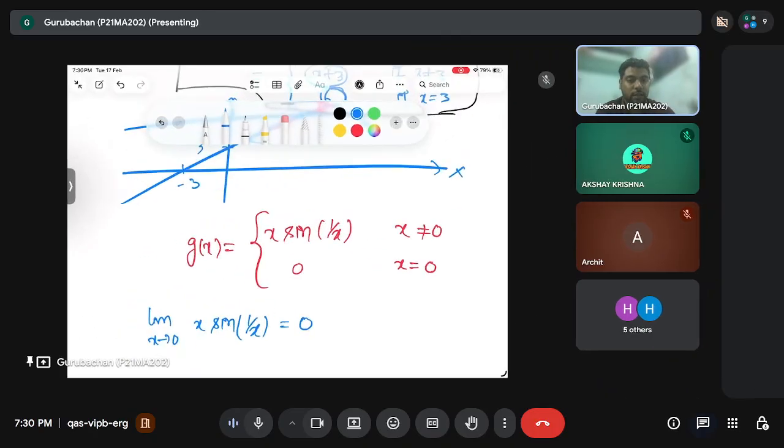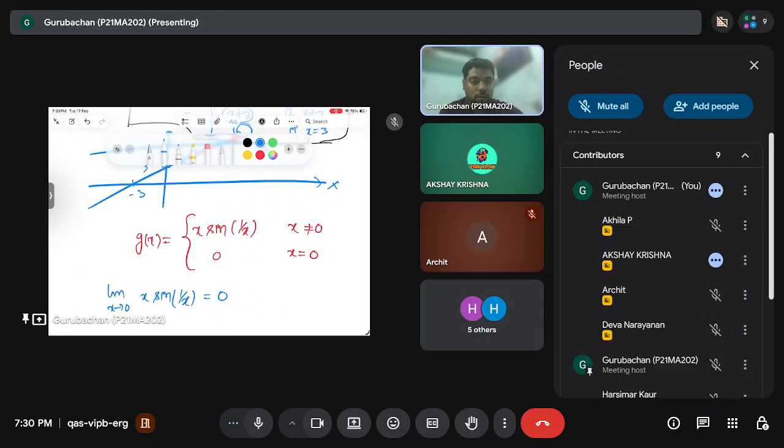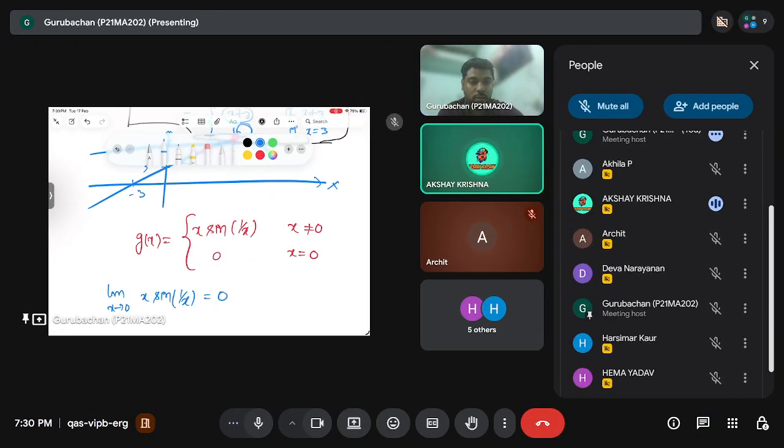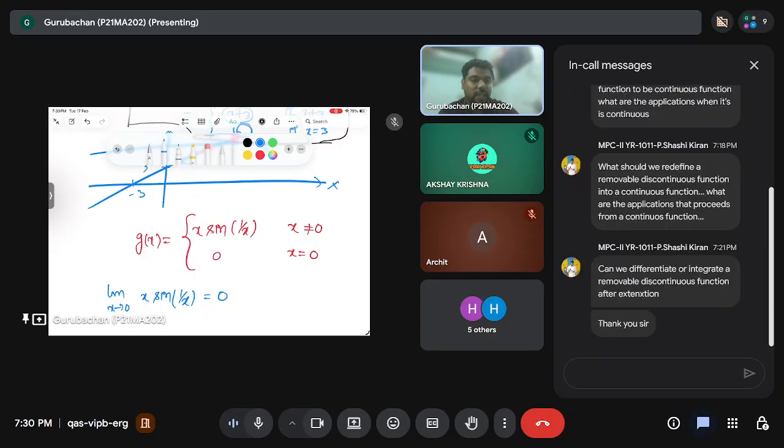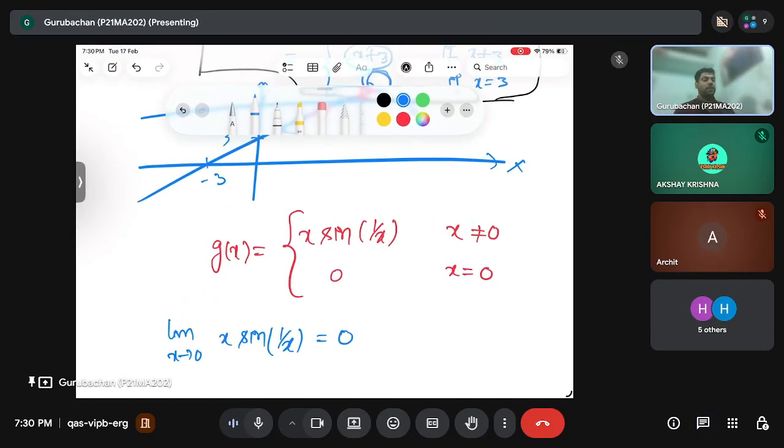Shashi Kiran is here. Sir, why is it zero, not infinite? Maybe the person who asked has left. This is 0 because sine will give you an oscillatory value between -1 and 1, and it is multiplied with the 0. So this will be 0.